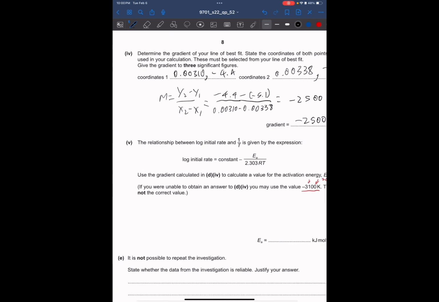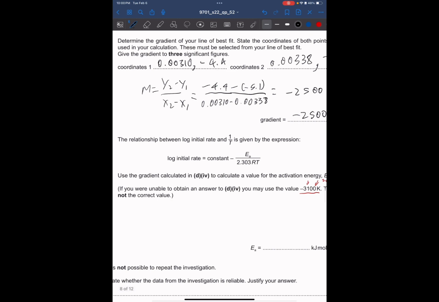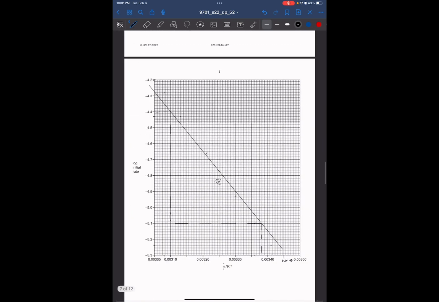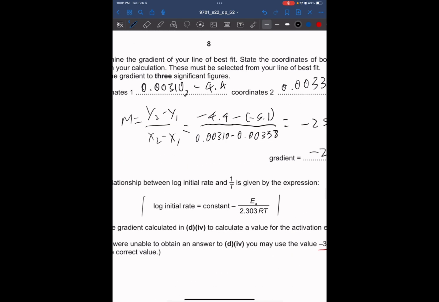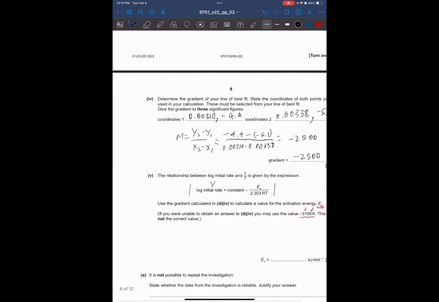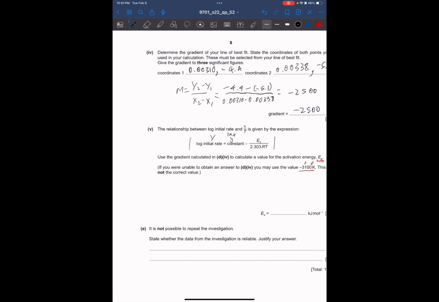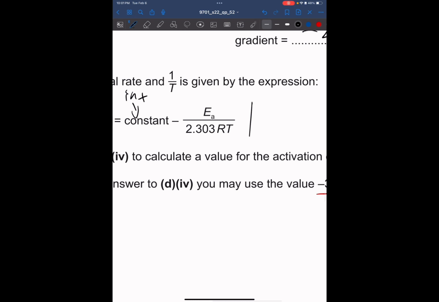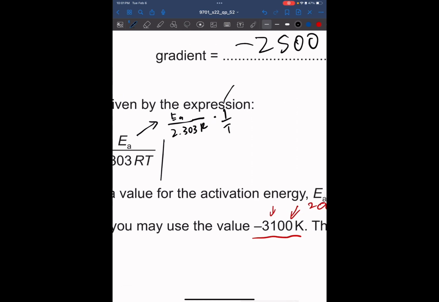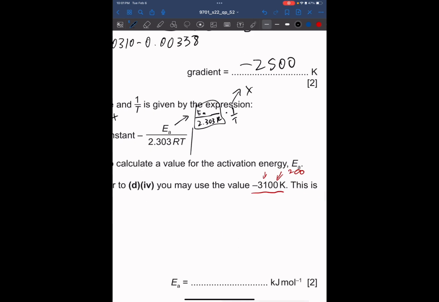Okay, so basically here, you might see this complex equation, but it's actually really simple. If you can recall, our log initial rate was our y value. Our intercept is somewhere around here, and this is going to be our gradient. To make it clearer, I'll rewrite this: EA over 2.303 r times 1 over T. And remember, our 1 over T is our x value. So this is our gradient, m.